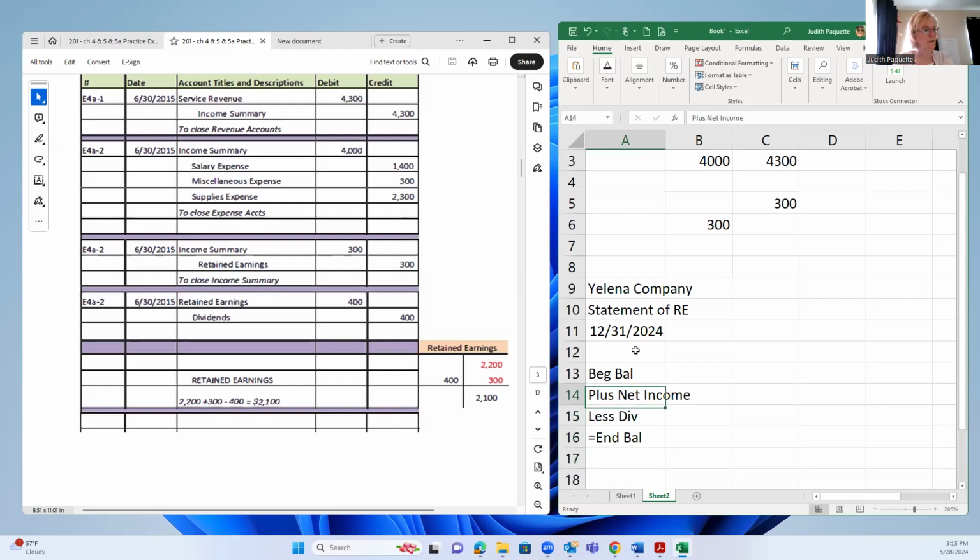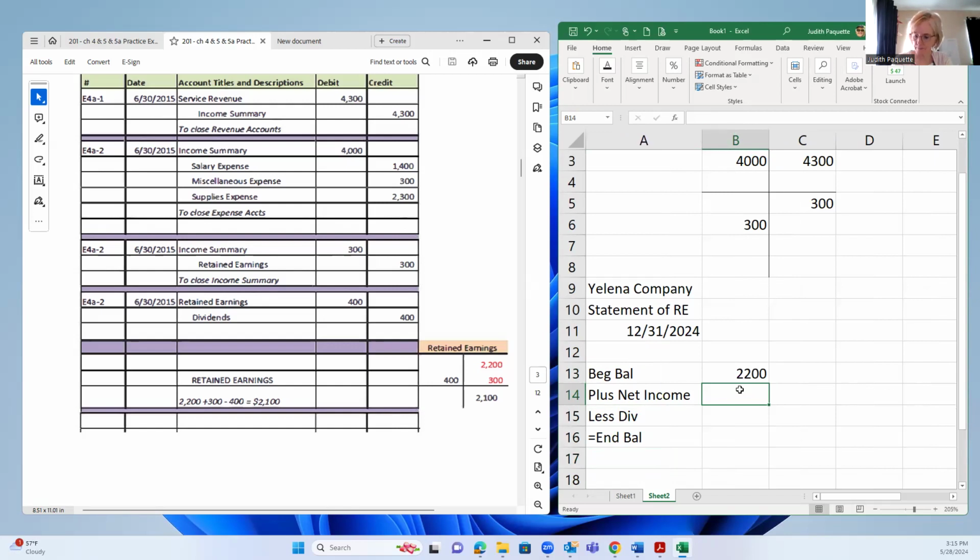Okay. So that's what you're seeing here on the T account. Beginning balance, 2,200, plus net income, minus dividends, and then you add those up. Did I have a wrong number? Is that what you guys are asking me about? No, it's a good number. Oh, good. Phew. Thought maybe I made a mistake.